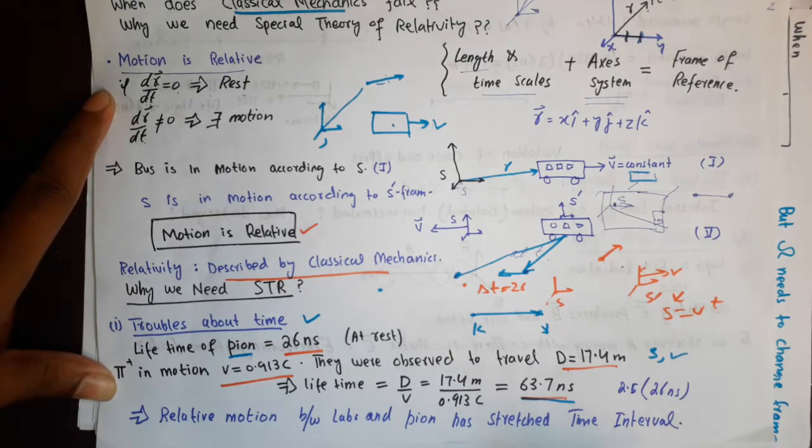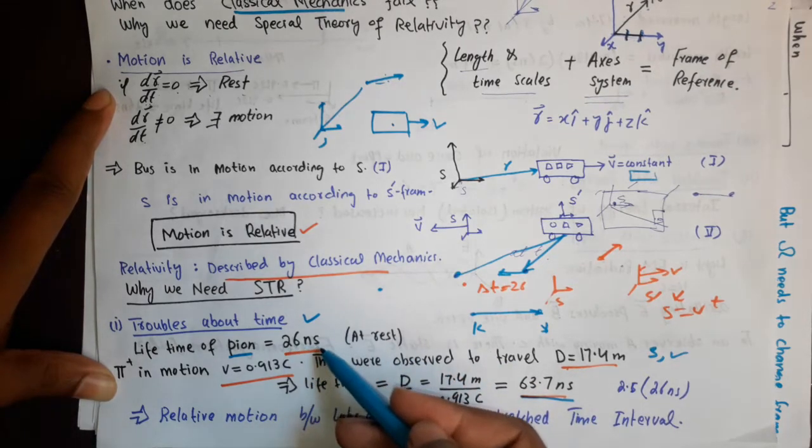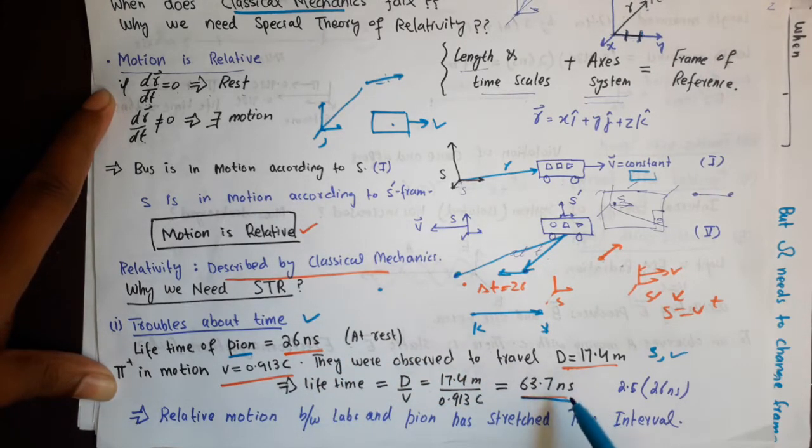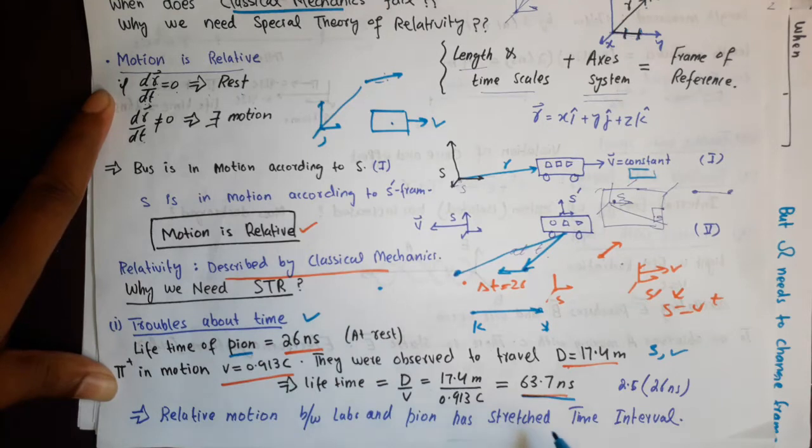So what is this? According to classical mechanics, time is an absolute quantity, but here in two different frames, in one frame the pion is at rest, so it gives us this time, and in another frame it is in motion, so it gives us this lifetime. So according to classical mechanics, time is an absolute quantity, but here we see that time is not absolute. Just like motion, time is also relative. We will see how this problem is resolved.